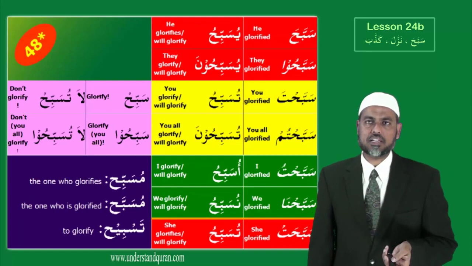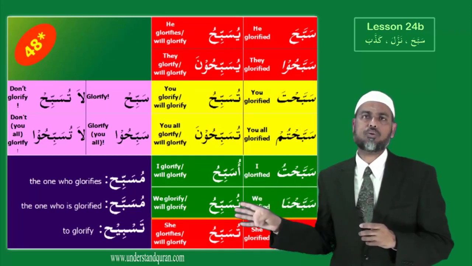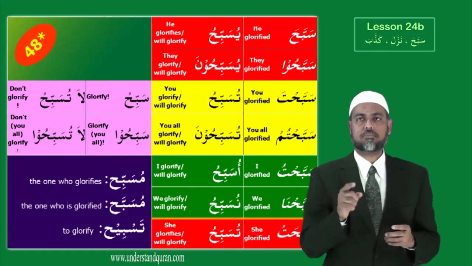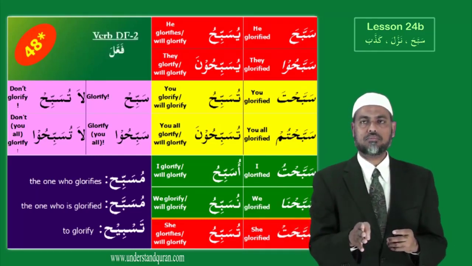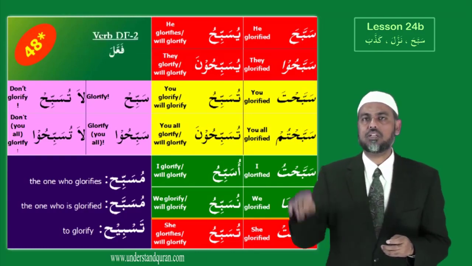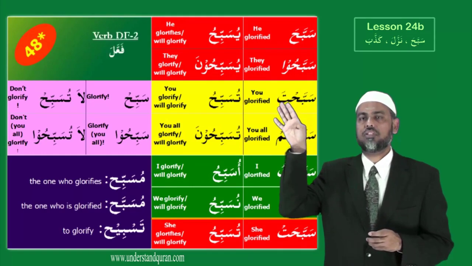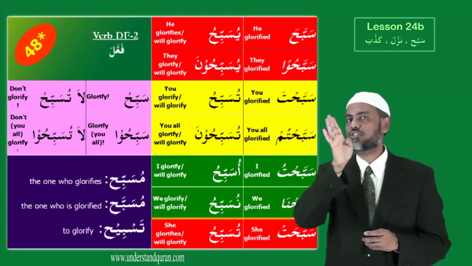Can you repeat after me in Arabic, thinking what you're saying? Sabbaha, sabbahu. Sabbahta, sabbahtum. Sabbahtu, sabbahna. Yusabbihu, yusabbihuna. And this is another important thing to note.